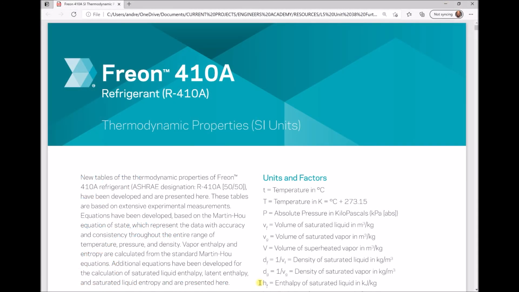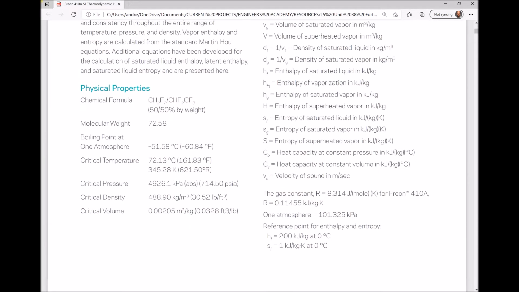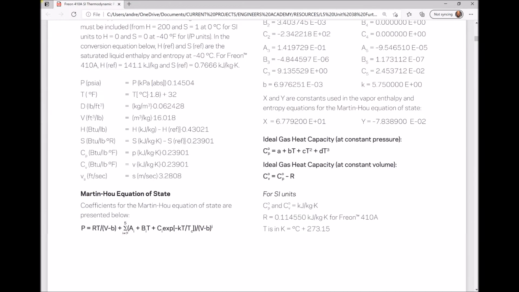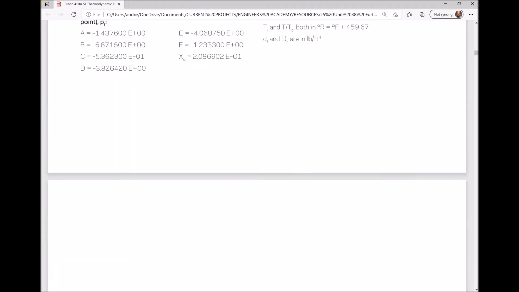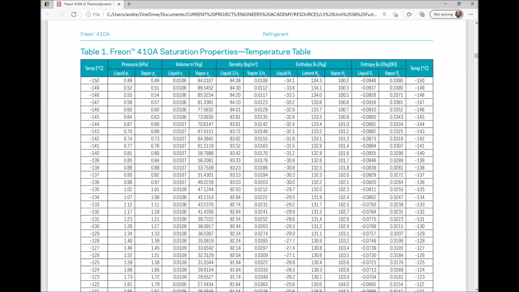So here we have a copy of the thermodynamic properties for Freon 410A or refrigerant R410A. And as we go through this document, there's various information here. The first handful of pages relate to the general properties of the refrigerant. Now, we're not so much interested in this for the time being. What we're interested in is enthalpies, entropies, and the like.